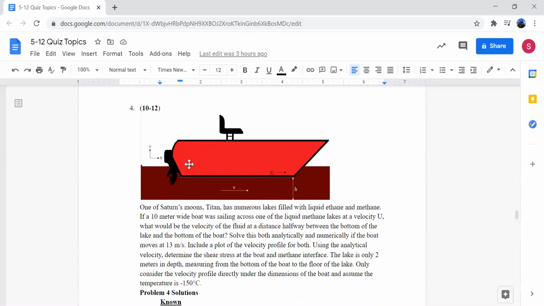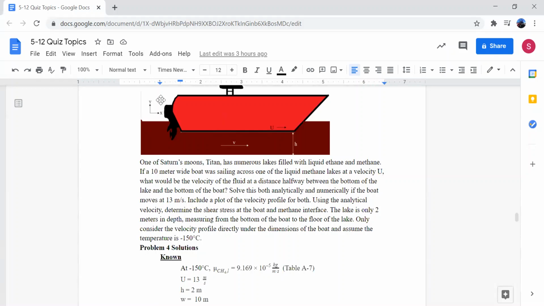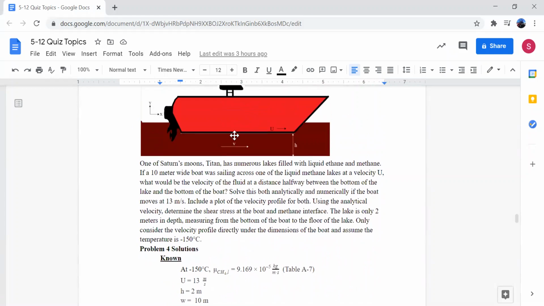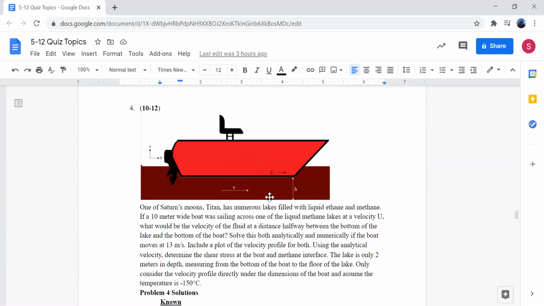Okay, now for question 4, this is topics 10 through 12. We have this boat moving over a liquid methane lake on Saturn's moon Titan, and the bottom plate is stationary, but the boat is acting as a top plate that's moving at a velocity u. And so we want to know what the velocity profile is going to look like.